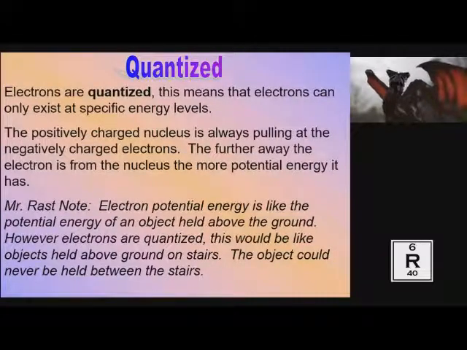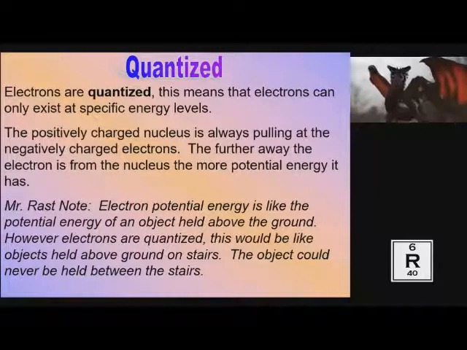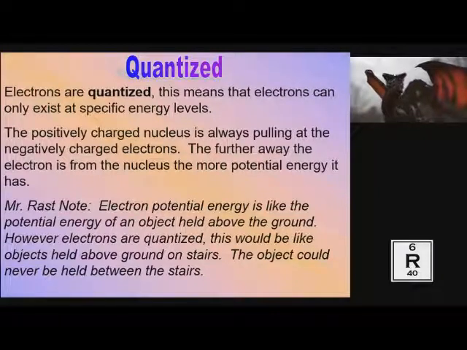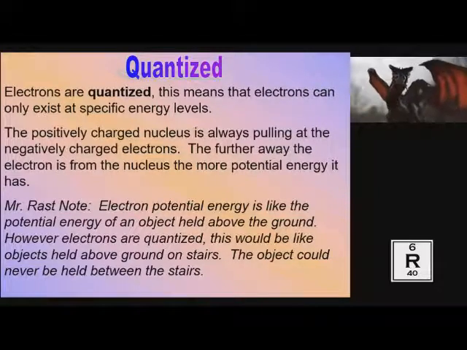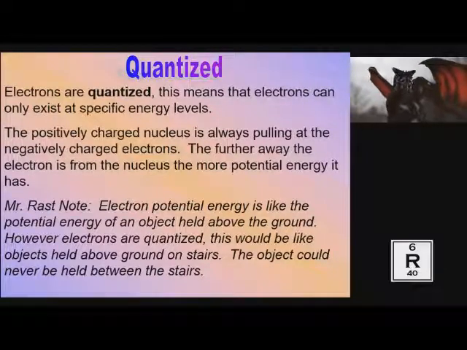What does quantized mean? Electrons are quantized. This means that electrons can only exist at specific energy levels. The positively charged nucleus is always pulling at the negatively charged electrons. The further away the electron is from the nucleus, the more potential energy it has. So the further away, the more energy it has as it comes back.